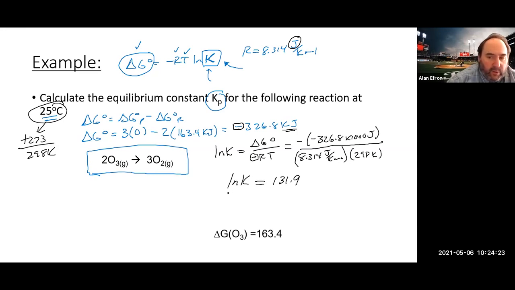At this point, we want to get rid of the natural log, so we're going to do an e to the x action on both sides. Remember, when we raise e to this side, it takes care of everything there and makes it K. If we do that, we end up with, we'll call it 1.9 times 10 to the 57. That's our equilibrium constant, capital K.